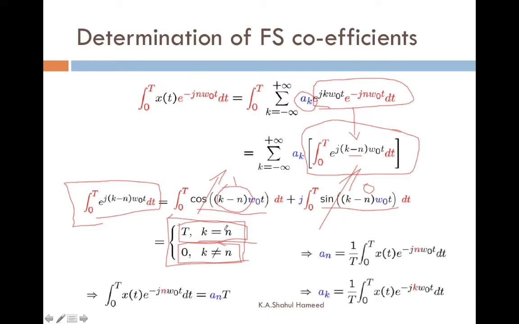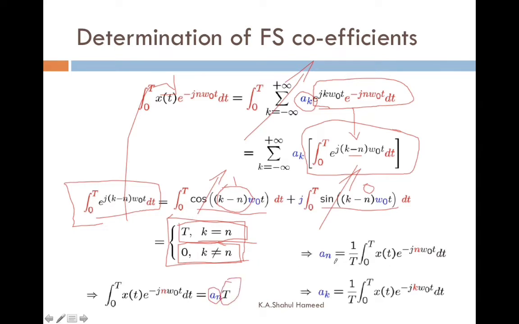Now we are going to substitute this integration in this equation. I will get integration over 0 to capital T x of t into e power minus j n omega naught t, and this summation will go because we are going to substitute k equal to n. When we substitute k equal to n in this equation, I'll get a suffix n, and the integration value is T.